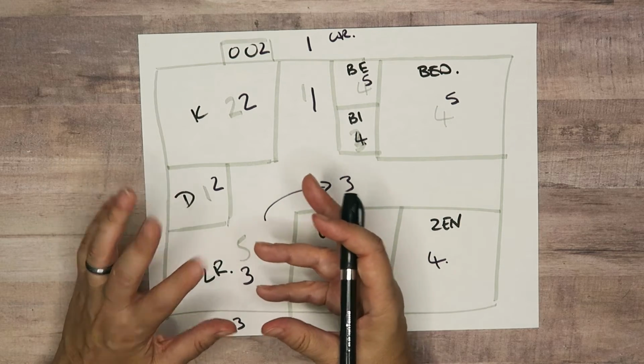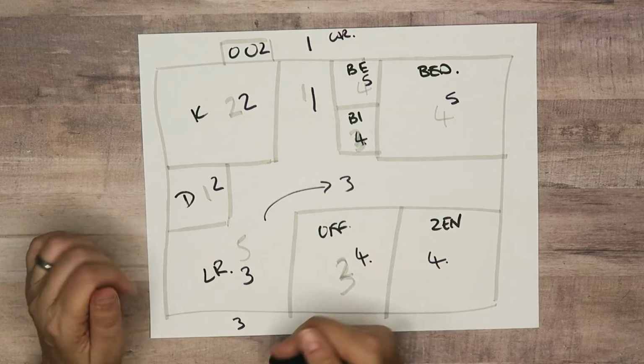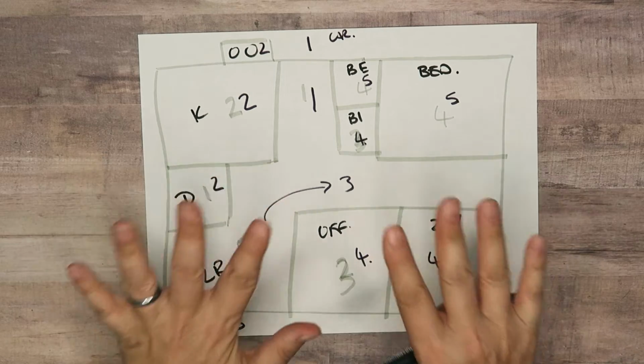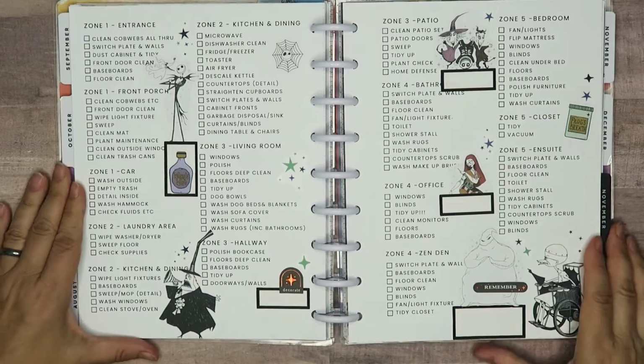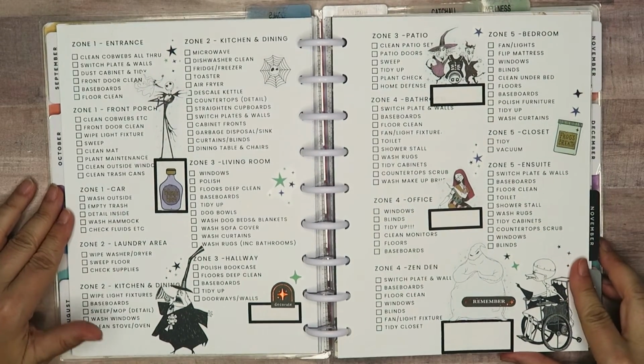And it's not enough for me to get my living room cleaned and the patio. So change your zones if it's not working for you. And that's what I did. I just changed my zones.